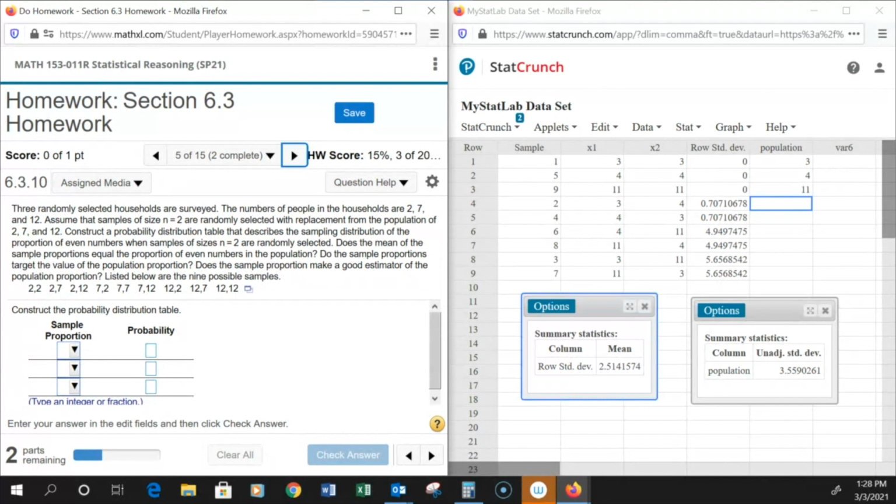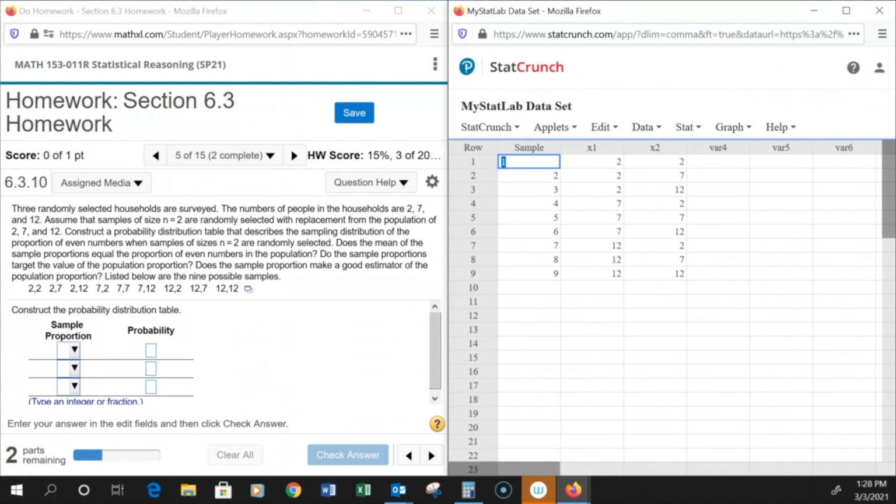This one is even numbers. This one's harder, so let's do that. I will open it up in StatCrunch. And you're thinking, even numbers? What do you mean even numbers? Oh, which numbers are even? What's the proportion of even numbers?